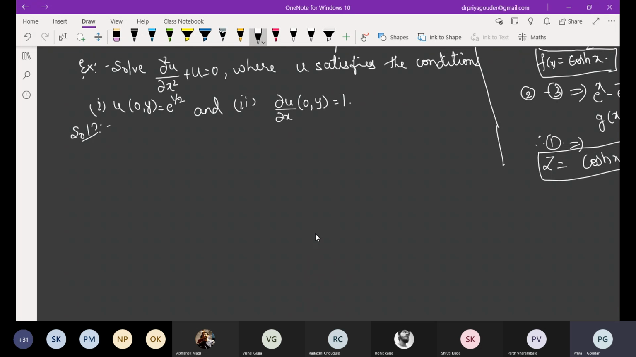Tell me again, this cannot be done with direct integration because this is a dependent variable. If this u was something like x, y, we would have done it as direct integration. So ultimately, the method left out is this second one, and we can apply it because here the derivative is with respect to only x. Am I right? So tell me the first step.